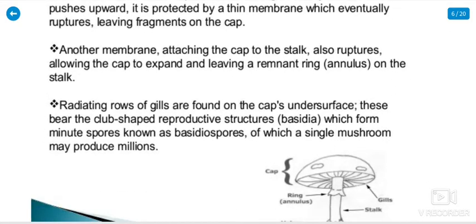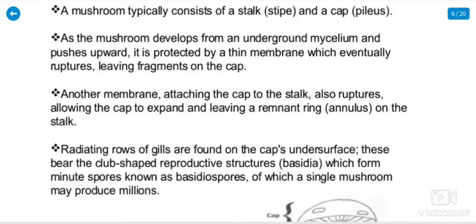Radiating rows of gills are found on the underside of the cap. These bear the club-shaped reproductive structures called basidia, which form minute spores known as basidiospores, of which a single mushroom may produce millions.